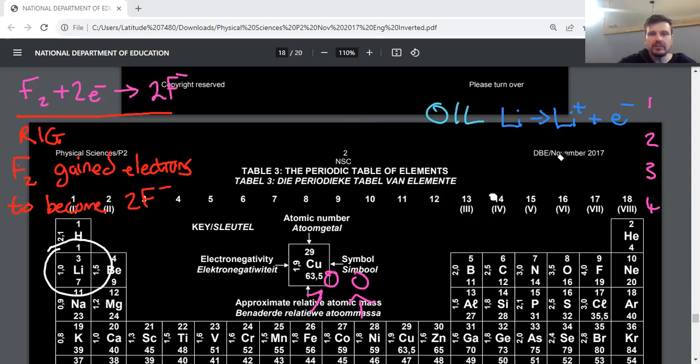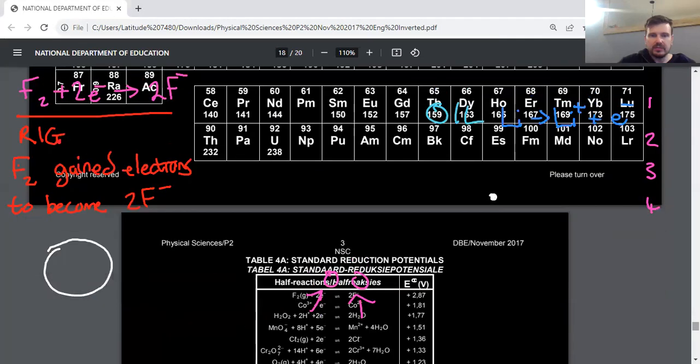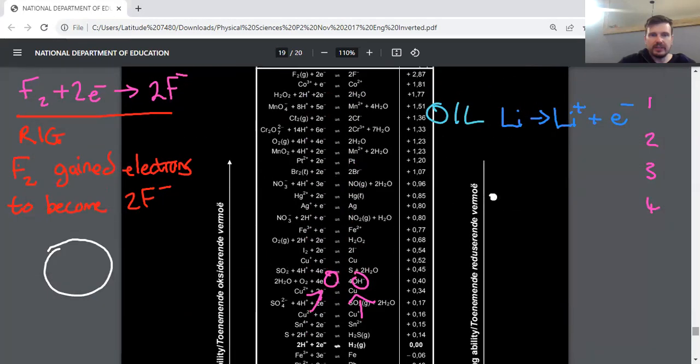Okay, so then we now know how this half reaction table works. We now know that if we get told two things react, what's going to be the oxidizing and what's going to be the reducing agent. So we remember the oil rig: oxidation is lost, reduction is gained. Now the next bit we have to remember is that the thing that gets oxidized is the reducing agent.